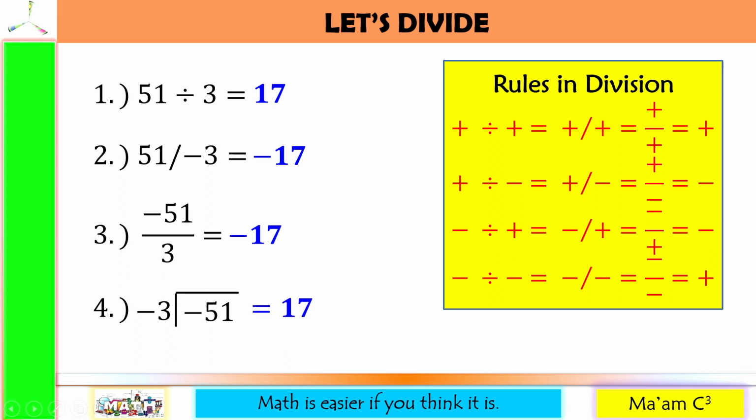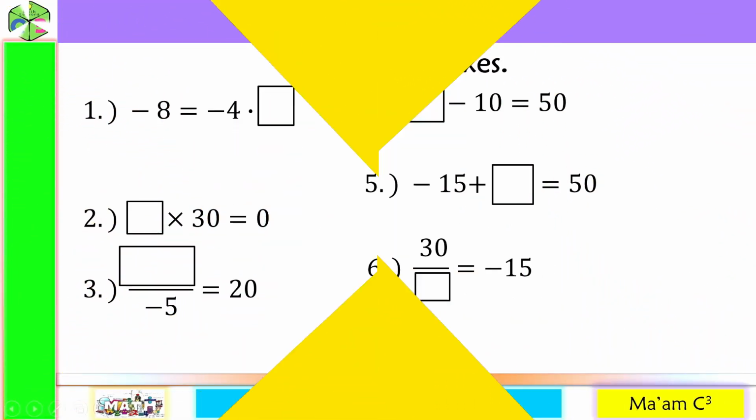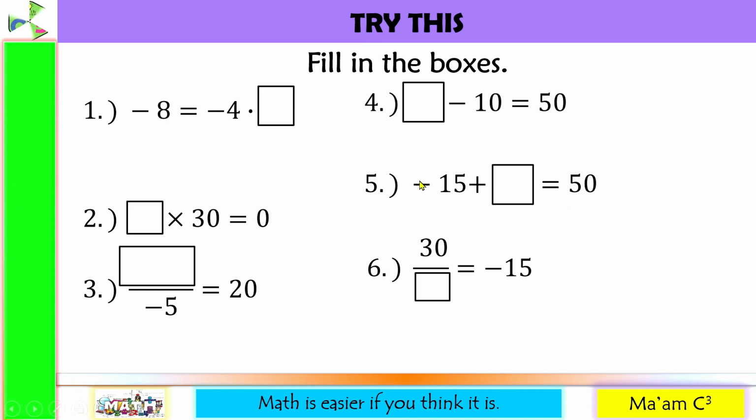By the way, just a review, the first number here is what we call the dividend, and the second number is the divisor, and the answer is what we call the quotient. Same thing here, dividend, divisor, quotient. Dividend, divisor, quotient. But in here, this is the dividend, divisor, and then quotient. Try this. Fill in the boxes. So we're going to determine the numbers that should be written here in these boxes.